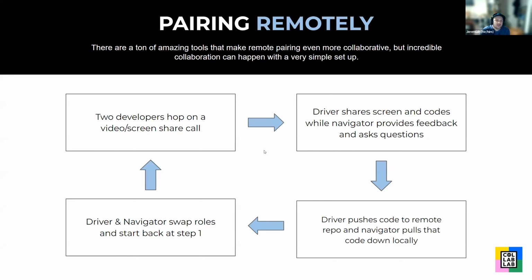And then there are a lot of tools out there that make doing this nice when you are working remotely. But it doesn't really take that complex of a setup. Like we said, screen sharing is a pretty easy way to do it. So two developers hop on a call in video or screen share. The driver shares the screen and codes while the navigator provides feedback and asks questions. The driver pushes the code to a remote repo and the navigator pulls the code down locally. Or if you're using Live Share, then it's always the same code either way. And then the driver and navigator swap roles and start back at step one. So it's kind of this cyclical thing where both people are doing both roles.